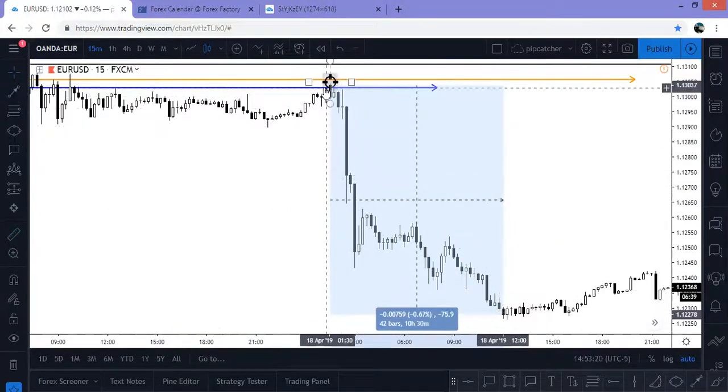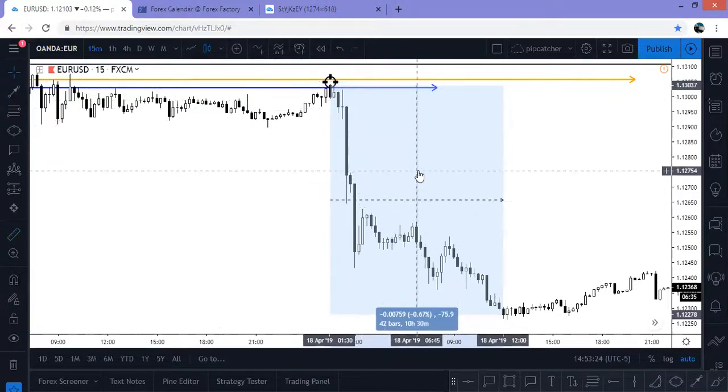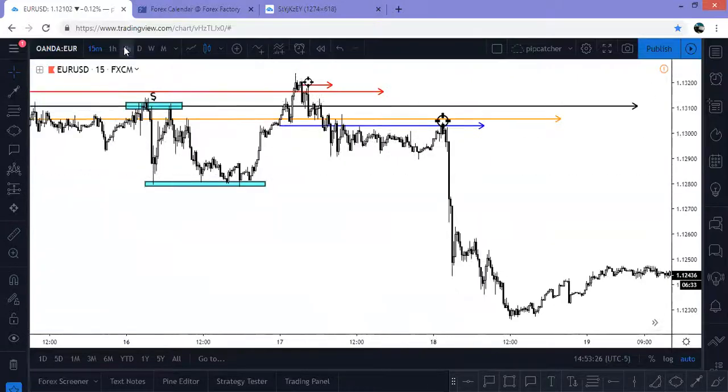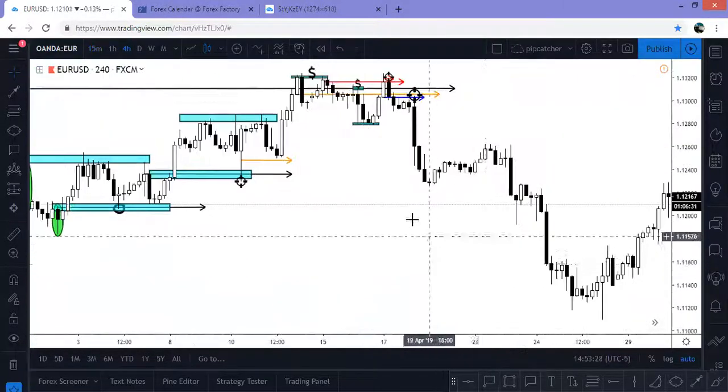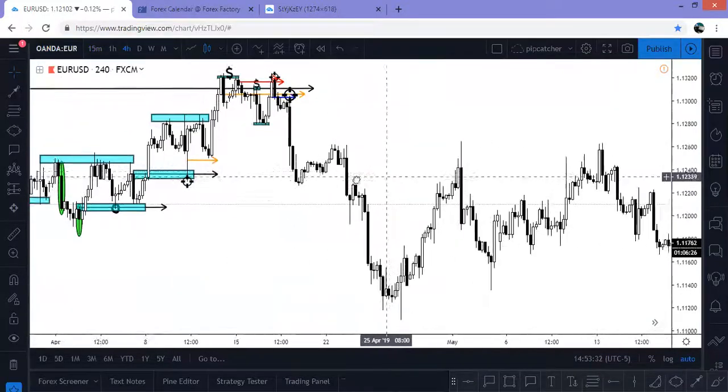75 pips with 0 drawdown. A very good risk to reward on that one. Okay, so now we just keep it moving. We keep it moving, right?